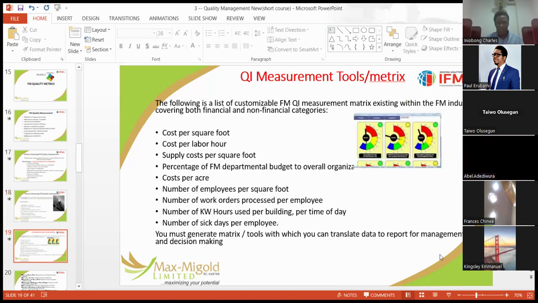All right. These are quality tools or quality metrics that help to determine quality. For example, we have the cost per square foot.